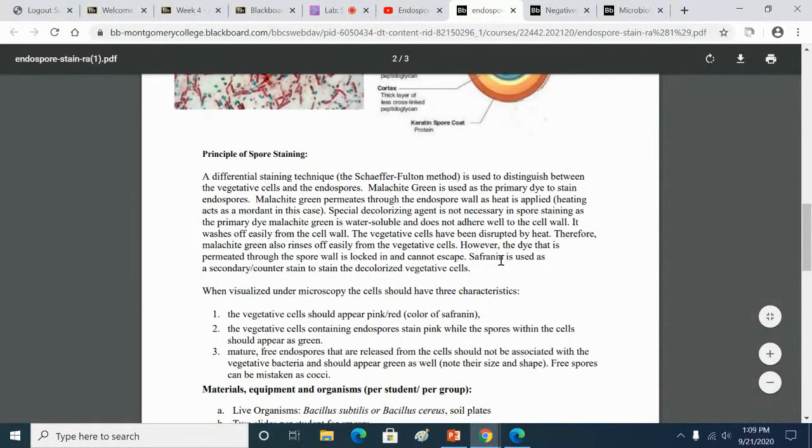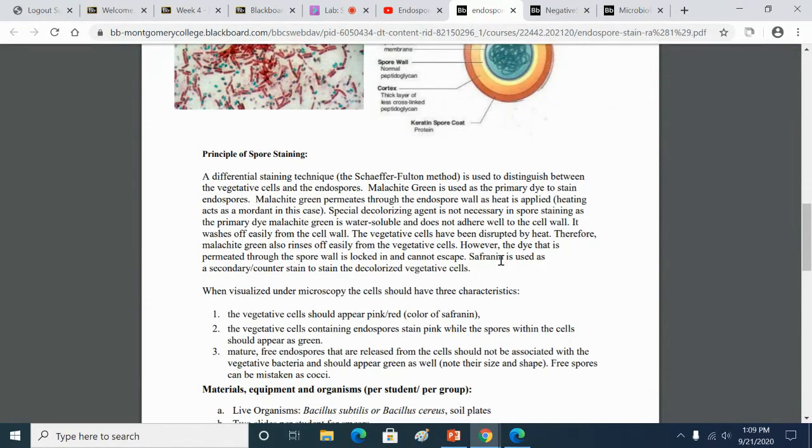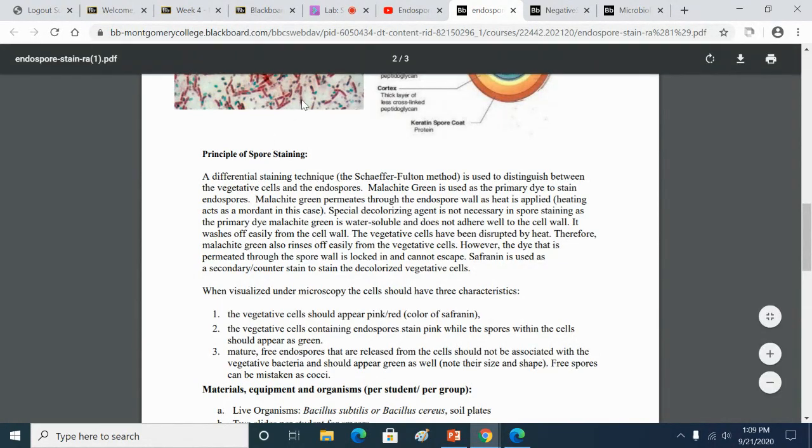So we use the malachite green. We have to heat it up so it penetrates that thick spore coat. We decolorize with water because the malachite green doesn't really stick to anything else. And then we counterstain with safranin, and the vegetative cells are red and the spores are green.